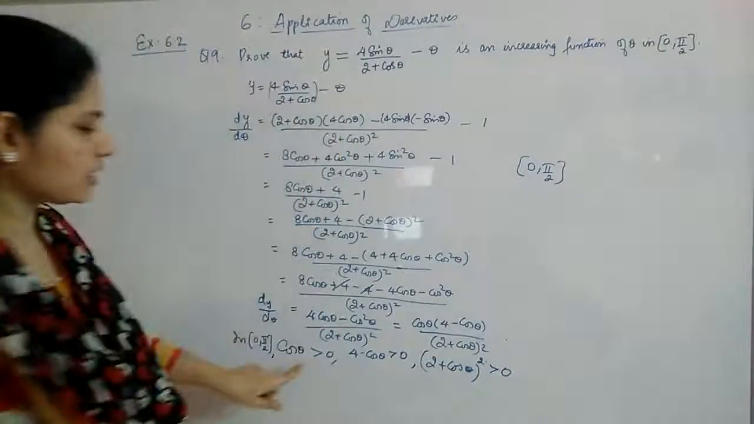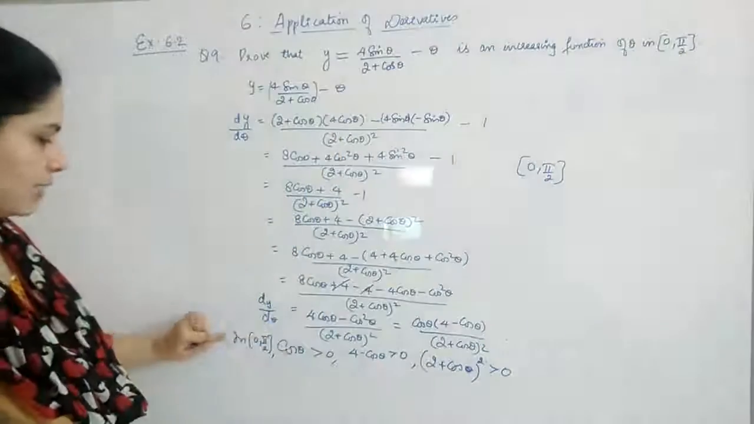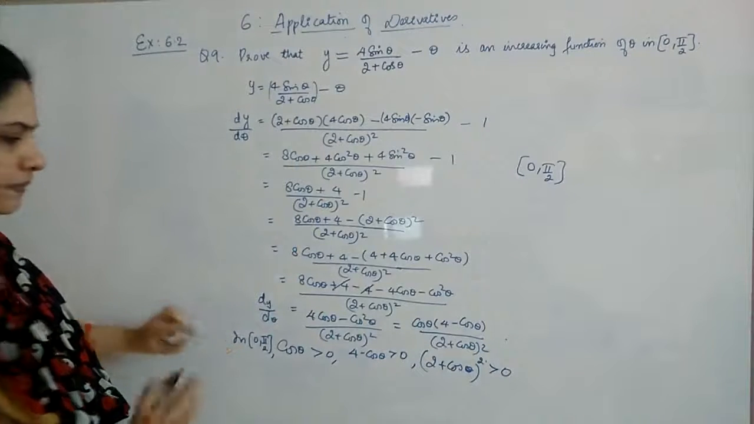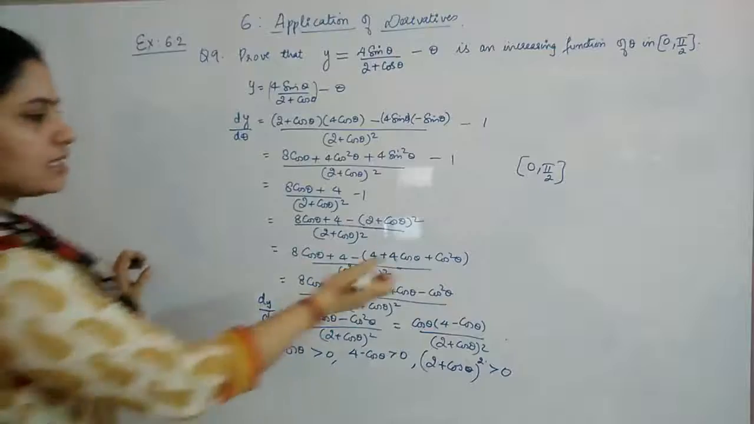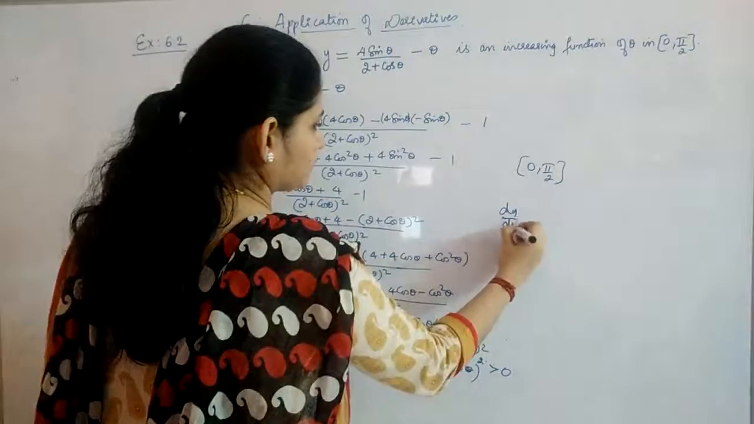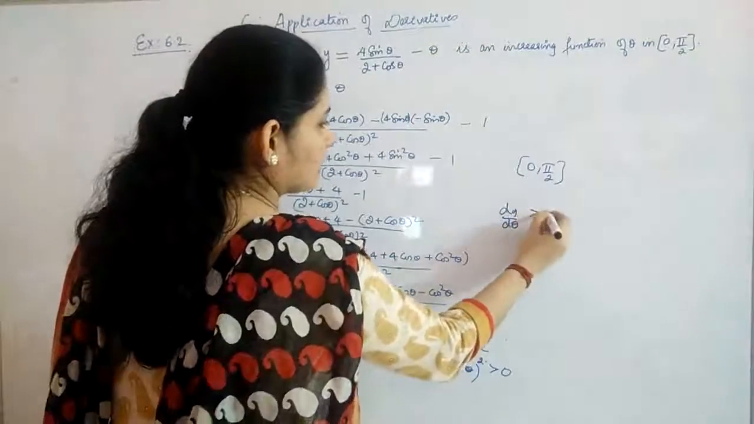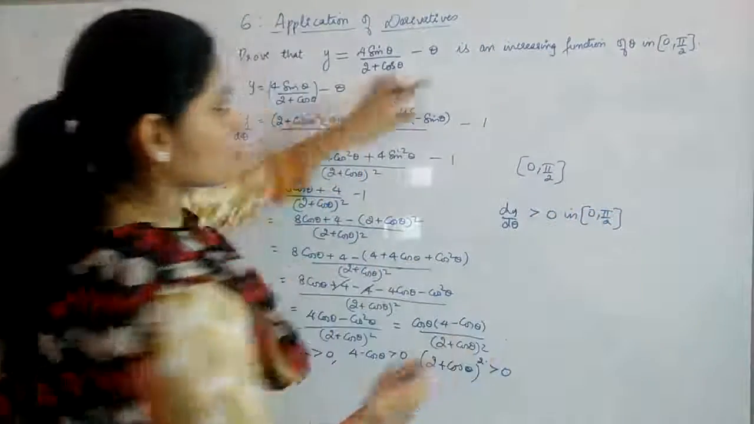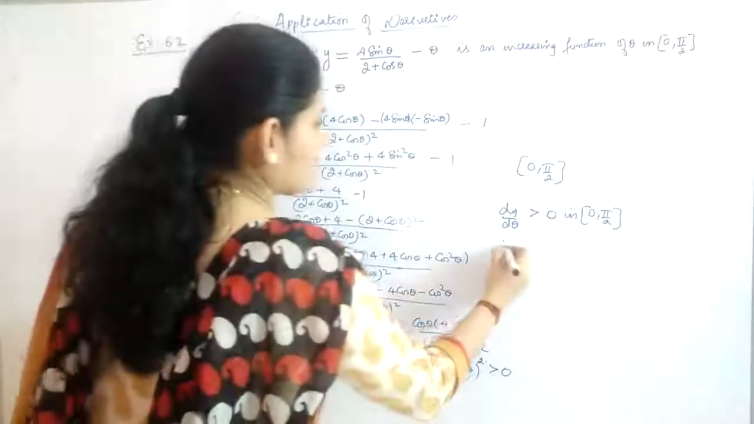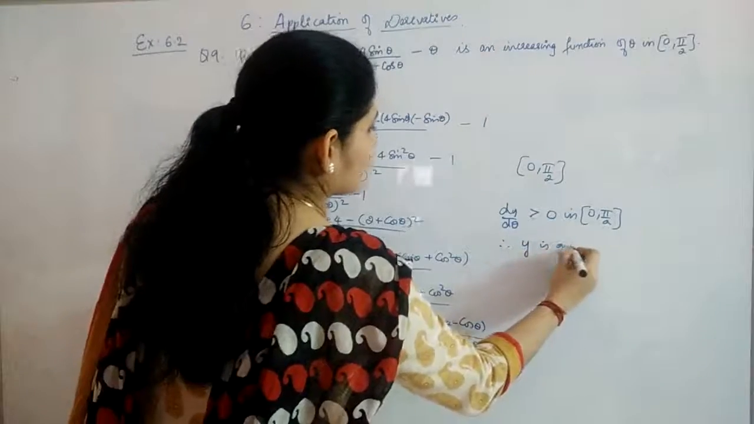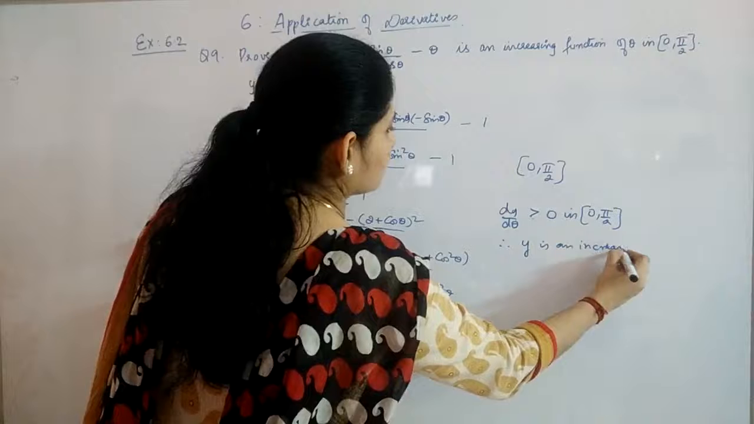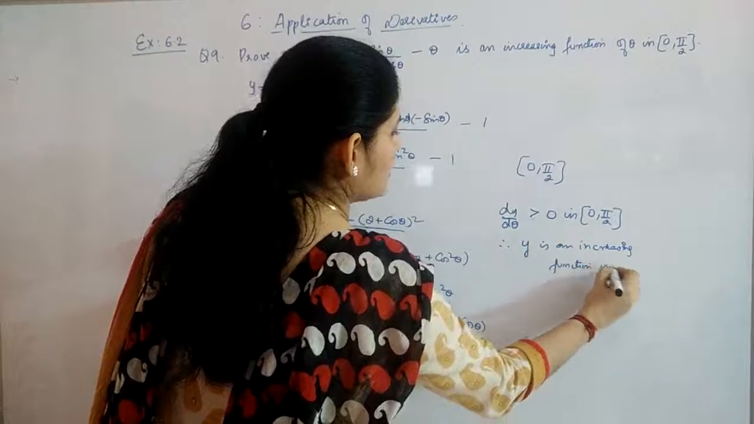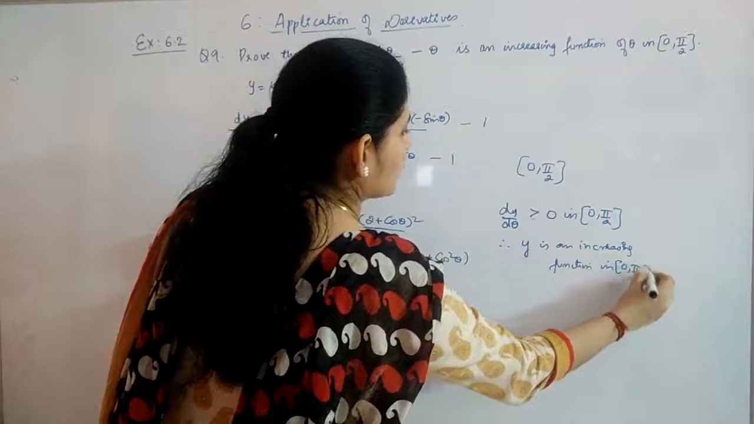That means all the three values are positive every time in this interval 0 to pi by 2. So there is no chance to get a negative sign. Therefore you can say that dy by d theta is greater than 0 in the closed interval 0 to pi by 2. Therefore the function is an increasing function. Therefore y is an increasing function in the interval 0 to pi by 2.